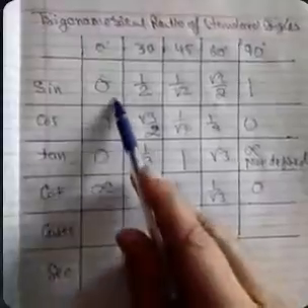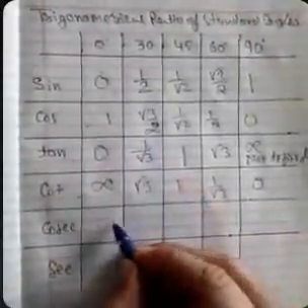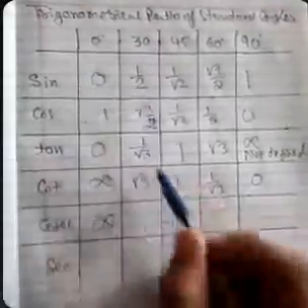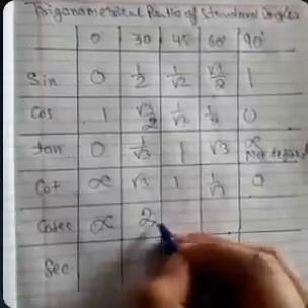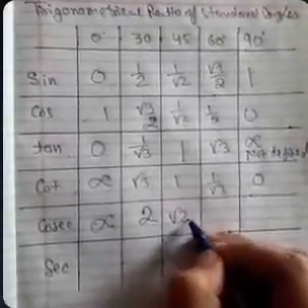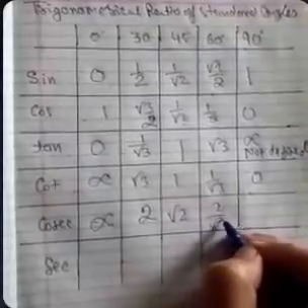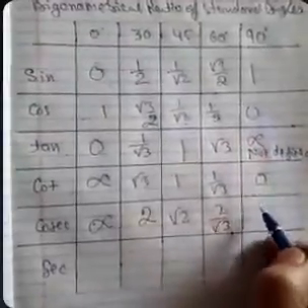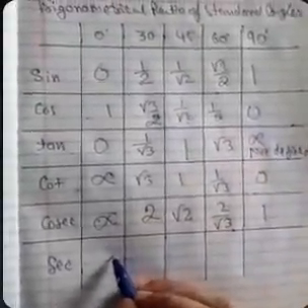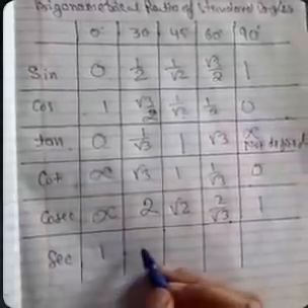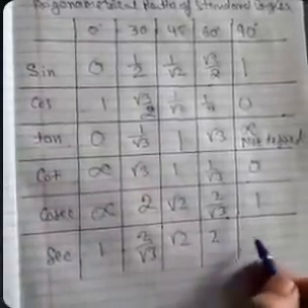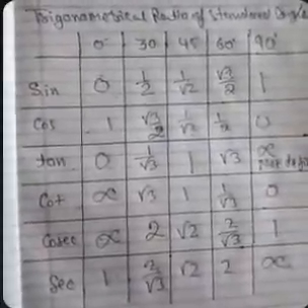Cosec is the reciprocal of sine. 0 means not defined here. 1 upon 2, now the result is 2. 1 upon root 2, the result is root 2. Root 3 by 2, the result is 2 by root 3. And 1 is 1. And here is also 1, 2 by root 3, root 2, 2, and here is not defined. This is your table, the most important table.